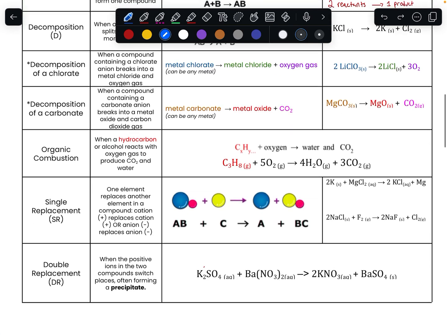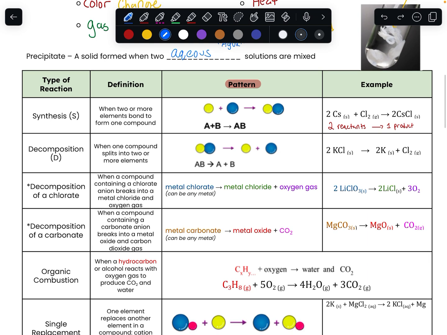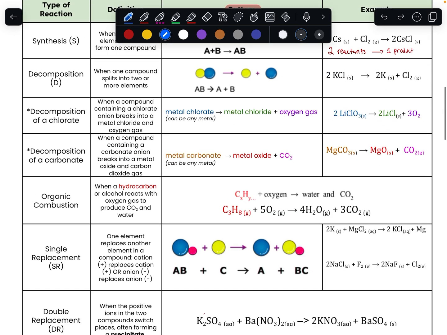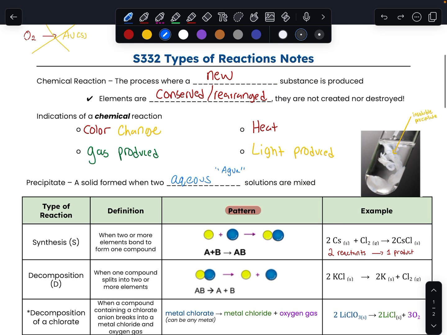Okay, so here are the different types of reactions we have in our class. The major classes we have are synthesis, decomposition, organic combustion, single replacement, and double replacement. Just as there are about 5 signs of a chemical reaction, there are 5 major types of reactions that we're going to talk about in this class, and a few special kinds of decomposition. So let's look at the synthesis reaction.